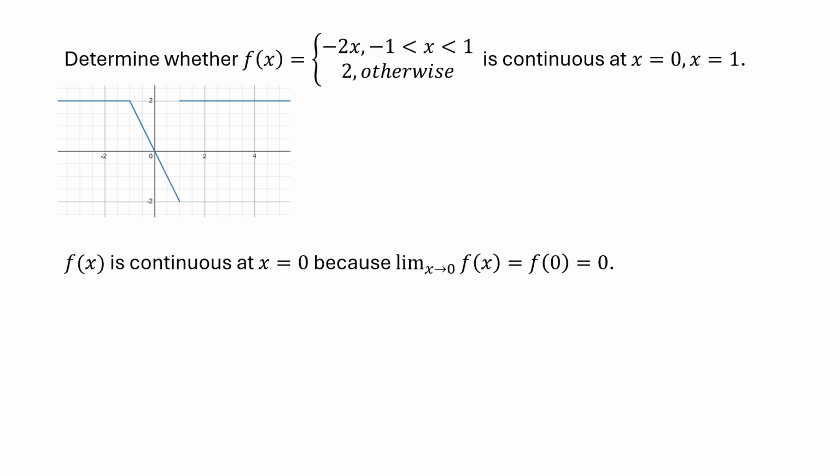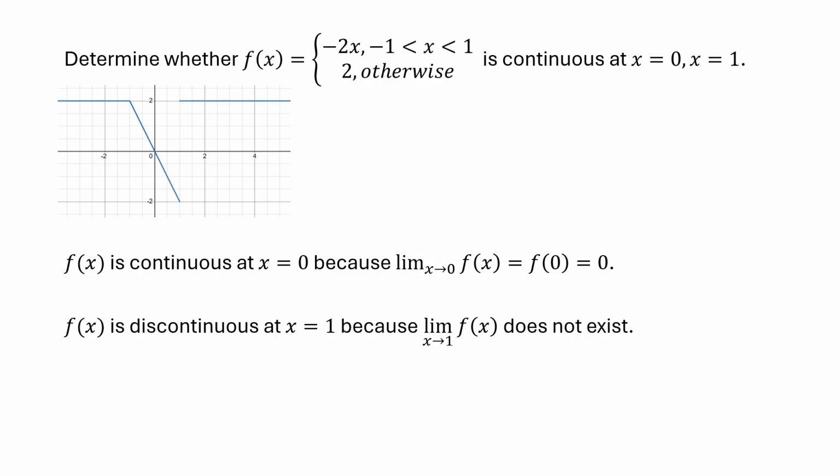At x equals 0, the function is continuous because that 0 as an x is always going to be on the linear function -2x. As I approach 0 from the left and as I approach it from the right, they're both going to equal 0. The function equals 0 there. I don't have any issues with the domain, so this is continuous.